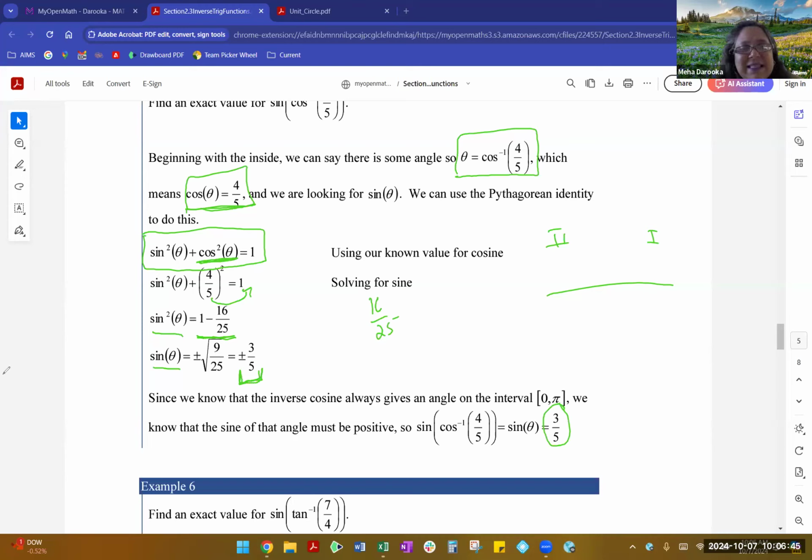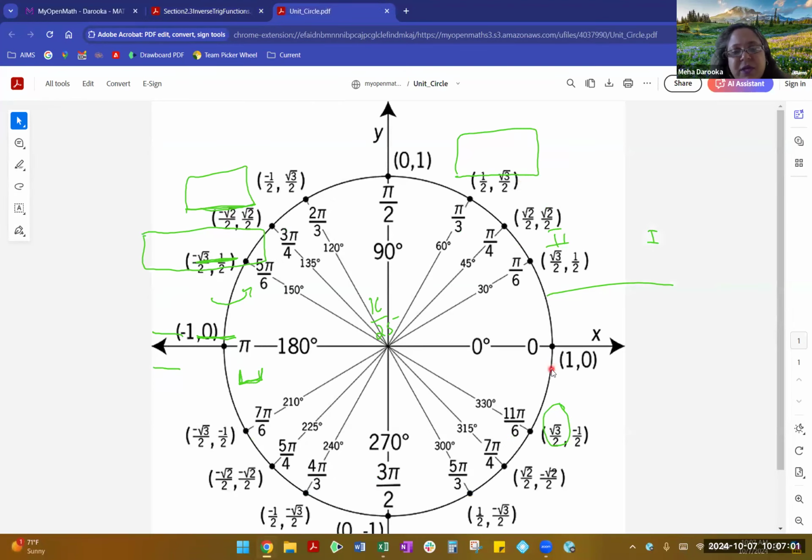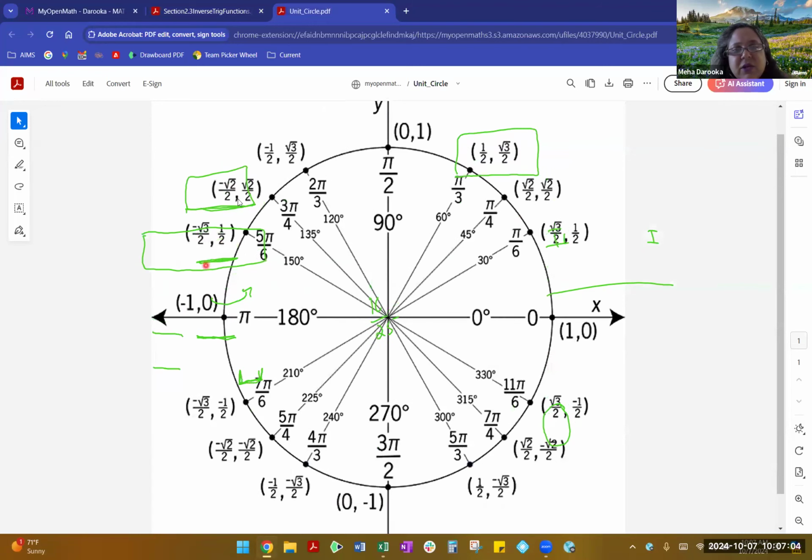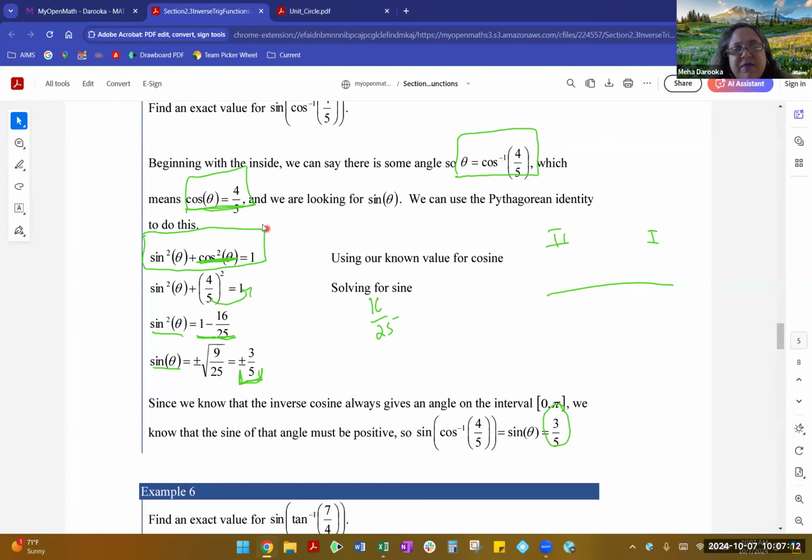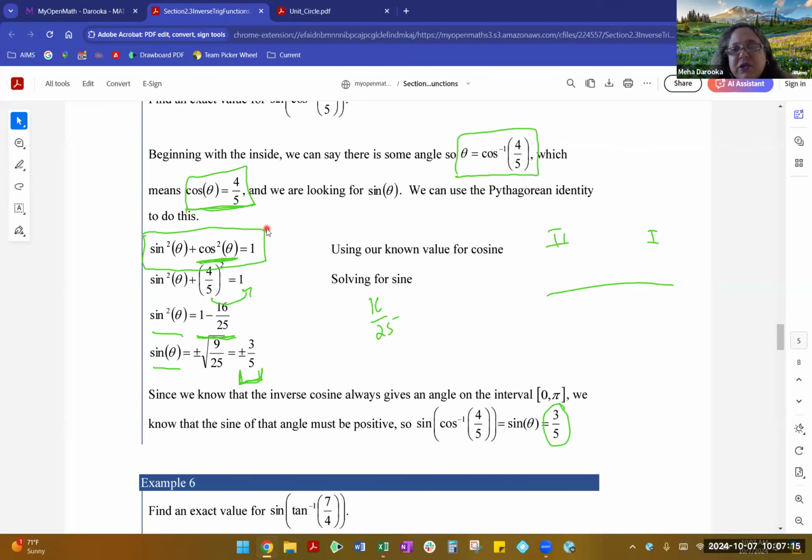3/5. So you can see in this case, you have to use a slightly different approach when you have that cosine inverse function. Because if you go to the unit circle and try to find where your cosine value is 4/5, you will notice nowhere on the unit circle do you have 4/5 as a cosine value. So that's the reason we cannot fall back on the unit circle to do this. That's where we bring in the Pythagorean identity to help us solve this.